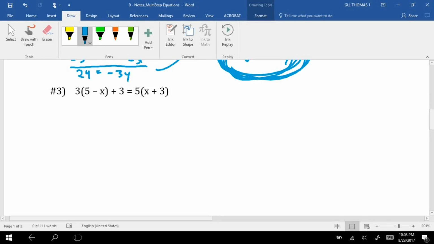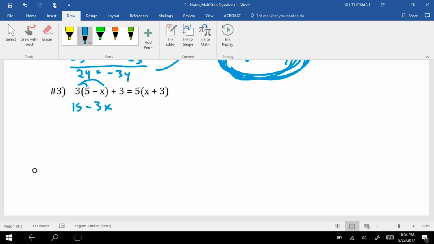Let's distribute. It looks like we're going to have to distribute here. So, boom, boom. Draw the little claws right there. 3, it's like that girl from the Logan movie, you know, she doesn't have 3 claws like Wolverine. She's got 2 claws. Anyways, so 3 times 5, what's that? That's 15. What's 3 times negative x? That's negative 3x. And then what else is over here? We got plus 3.